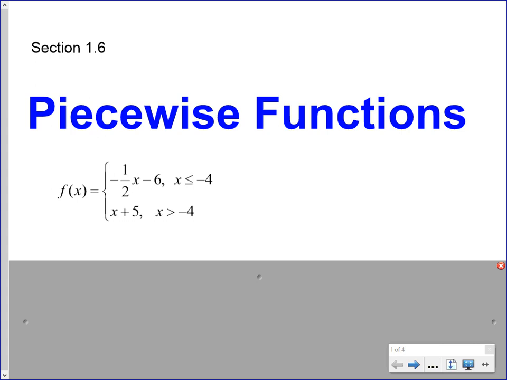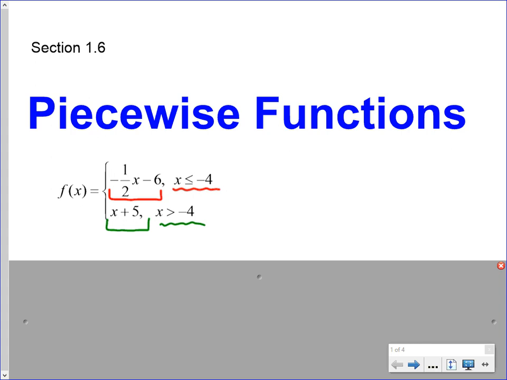So we're looking at the function negative 1/2 x minus 6, and you might recognize that to be a linear function. And we also have the function x plus 5, also linear. Now there's something extra on each of these functions, and you could think about them as restrictions to the domain. So when do we graph negative 1/2 x minus 6? Whenever x is less than or equal to negative 4. When should we graph x plus 5? Whenever x is greater than negative 4.